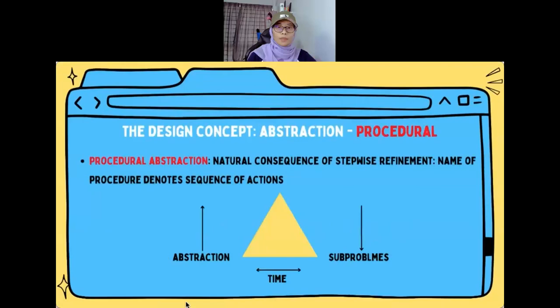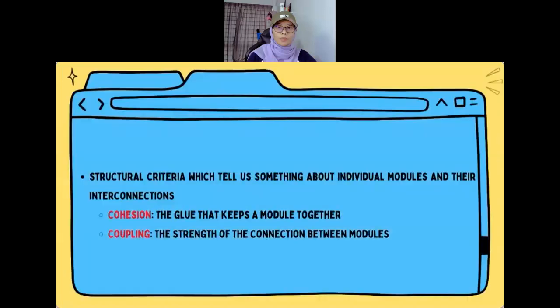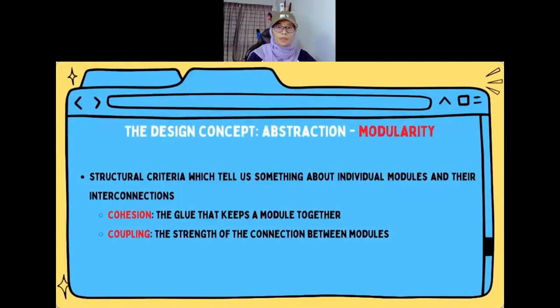Abstraction, procedural. Procedural abstraction is a natural consequence of stepwise refinement; the name of a procedure denotes a sequence of actions. The design concept of data abstraction is aimed at finding a hierarchy in the data. Modularity: structure criteria, which tell us something about individual modules and their interconnection.